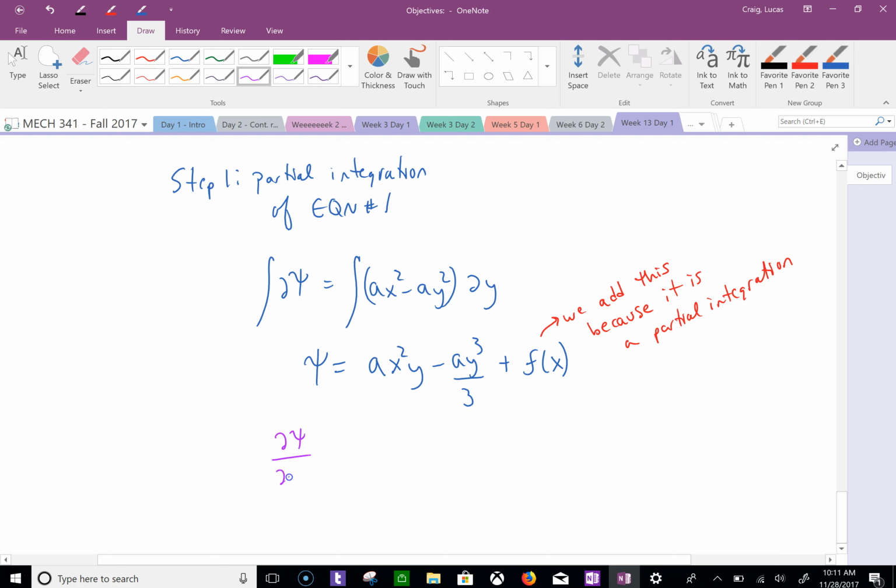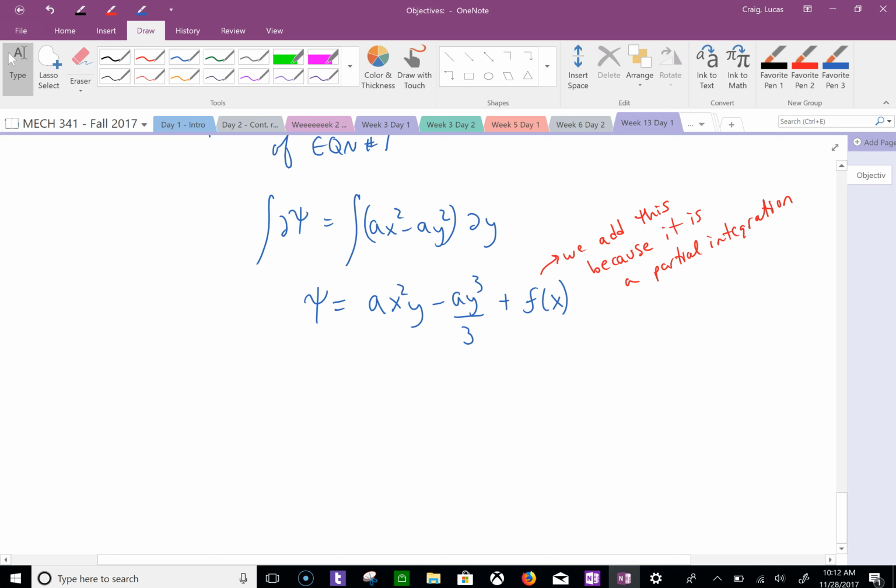So do this for me. Take the partial of this with respect to y. What do you get? 3y squared over 3, and you get ax squared minus ay squared. Good questions. I like it. See how math is fun?